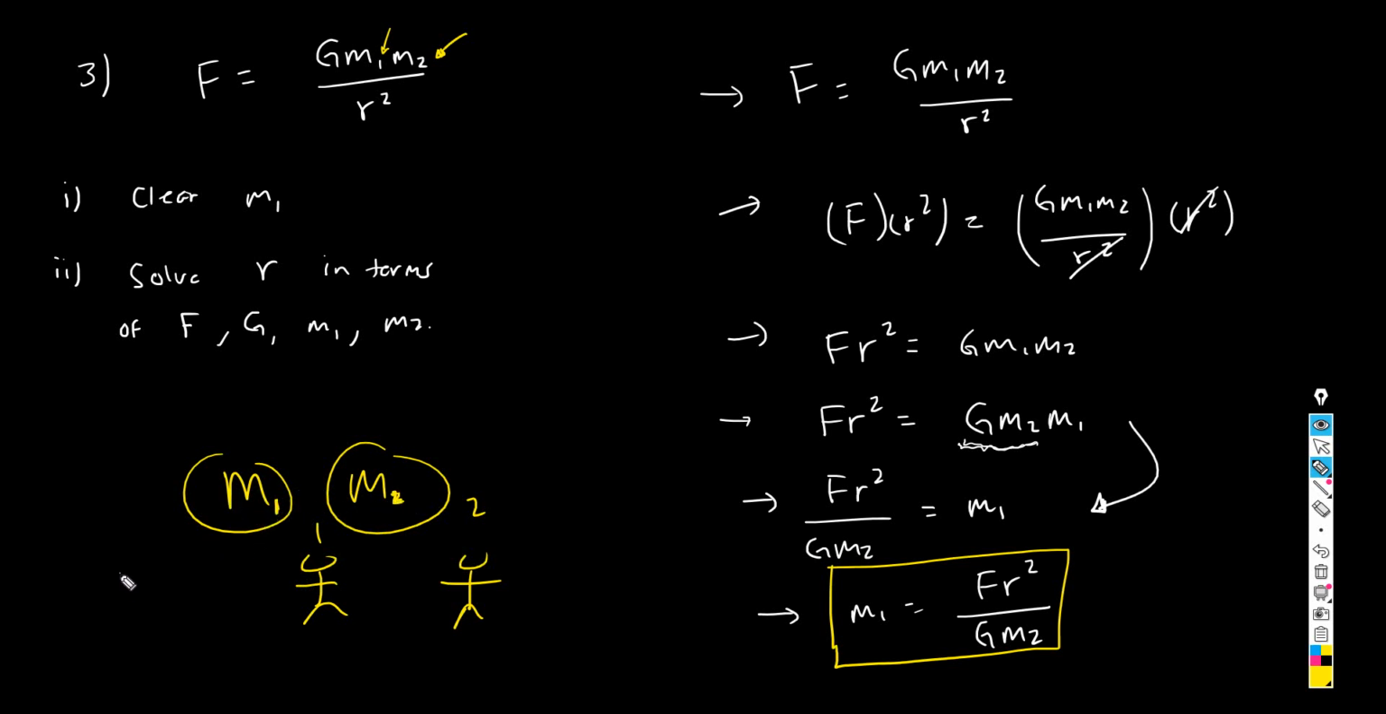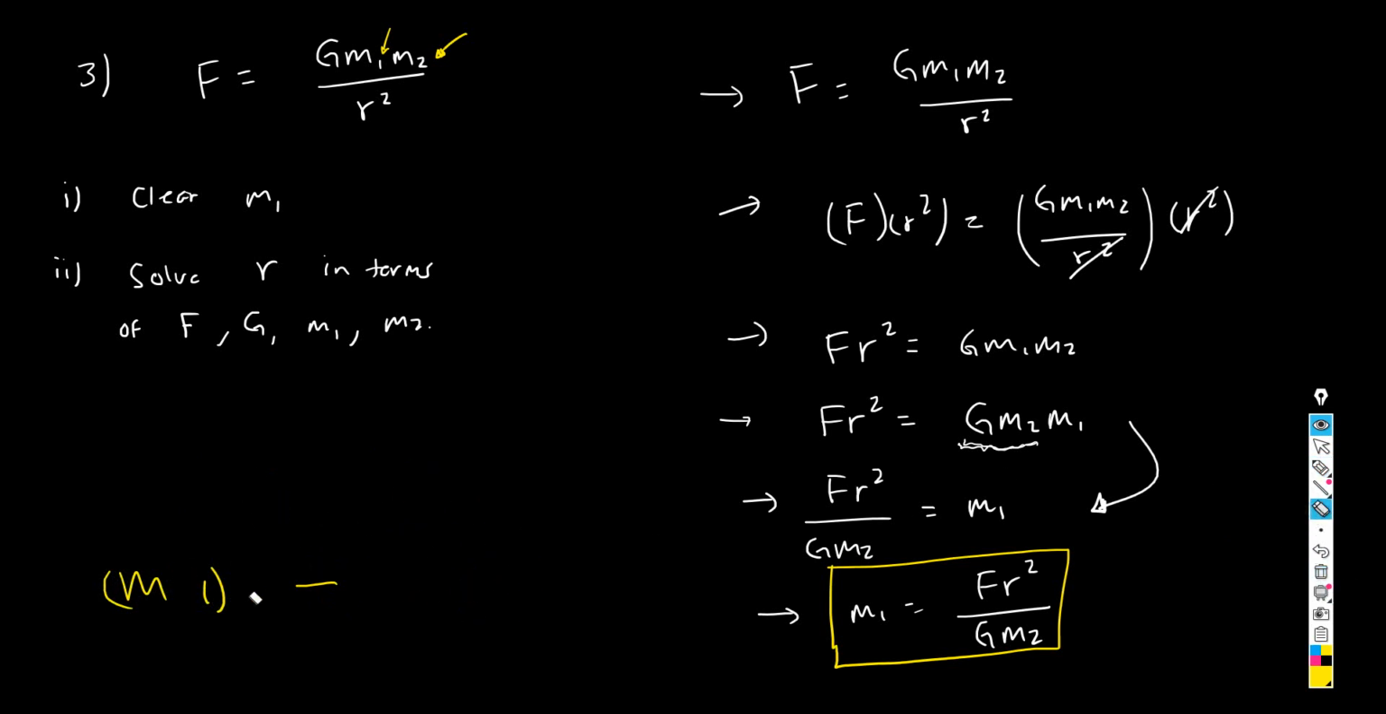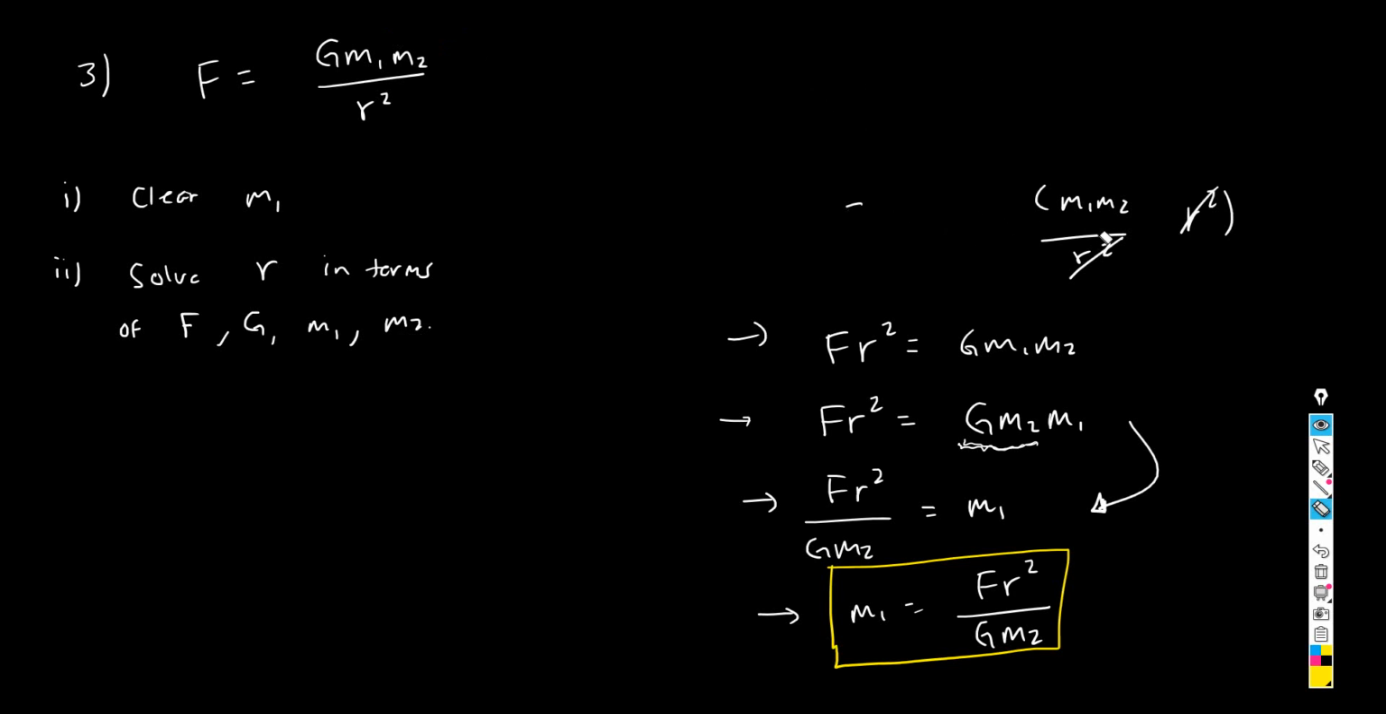But this does not mean M times 1, okay? It doesn't mean M times 1 or M times 2. That would be a mistake. Okay, and finally, solve R in terms of G, M1, and M2. So now I'm asked to solve for R, or to isolate R. So let's do it.